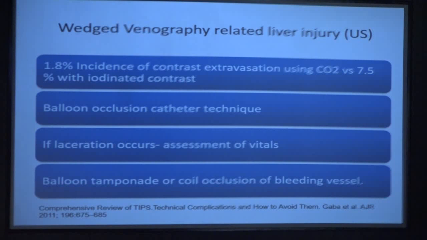And in case some complication has happened, and if a laceration occurs, which we can see in our venograms, we should assess the patient vitals. Probably you have an anesthetist who is looking after the vitals accordingly, and if there is an ongoing bleed, we need to do a balloon tamponade, or if an arterial injury has happened, we need to do coil embolization for the same.